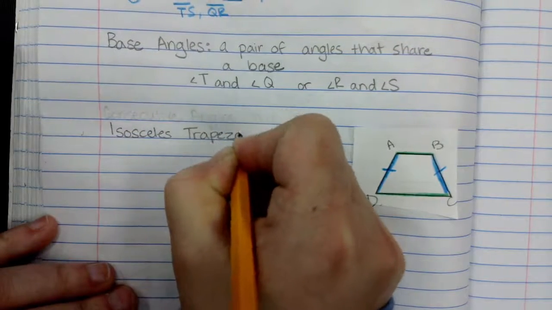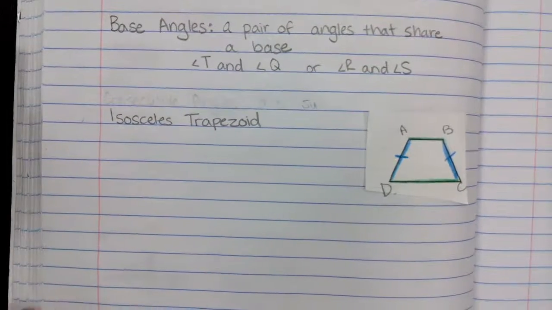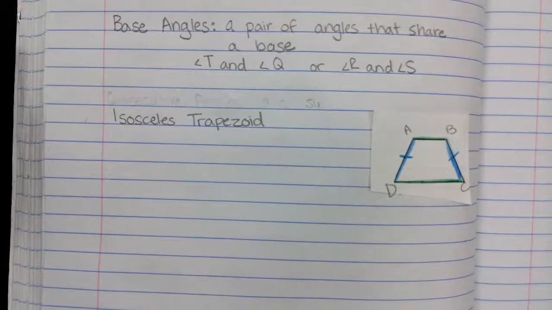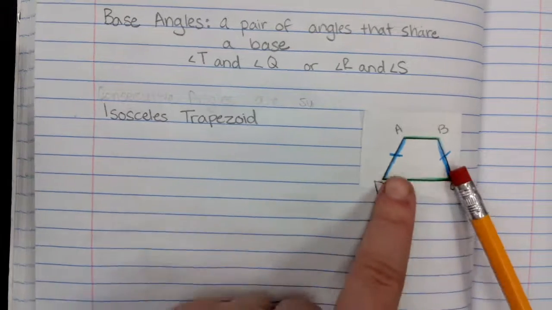Where else have you heard that word isosceles, or what other shapes have isosceles? Triangle. And an isosceles triangle, what was important about it that made it different than equilateral or scalene? How many sides were the same? Two. Two legs were the same. So we call them in triangles legs. And what do we call these things? Legs. The legs are the same.